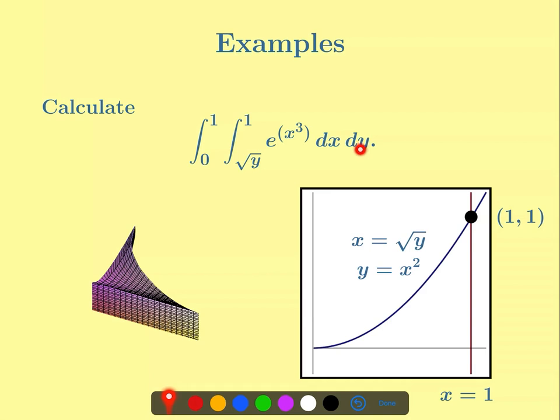So in this picture, we see that y is going from 0 to 1. For each fixed y, we draw a horizontal line, and x will go from the square root of y, x equals the square root of y, to 1. So x is going from the square root of y to 1, so we're inside this region here.